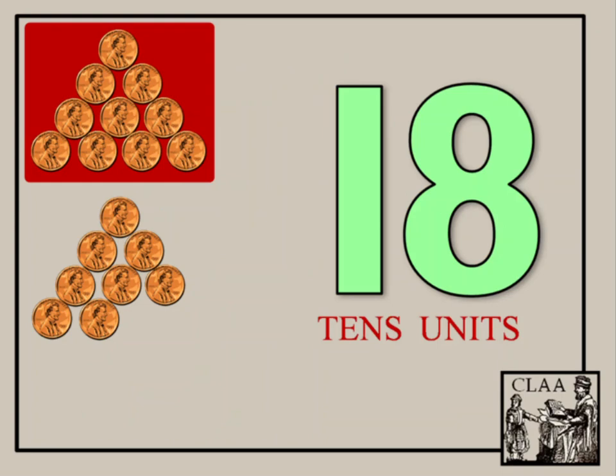You can see that the number 18 is written with a 1 in the tens place and an 8 in the units place. That tells us that the number 18 is made up of one set of 10 and 8 more units. If you look on the left, you can see that there is one set of 10 in the red box and 8 units left over below. One 10 and 8 units makes 18.